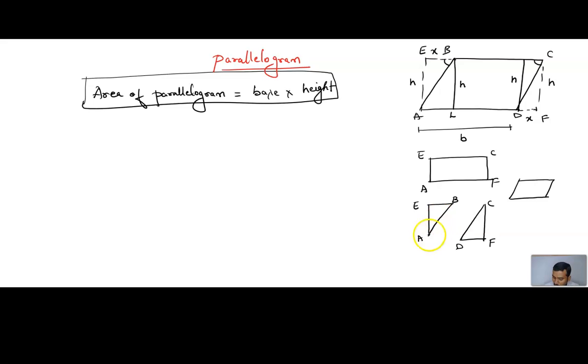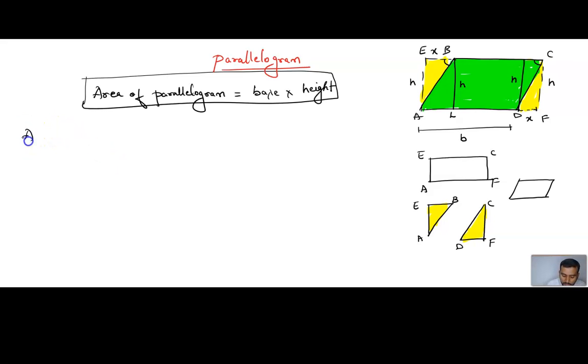One thing you remember: the area of triangle AEB is congruent to the area of triangle CDF. These both triangles are congruent, meaning same areas. You can see this area and this triangle area, both are congruent to each other. Inside we have the parallelogram. Correct, children? So this is our parallelogram, and outside we can see one rectangle.